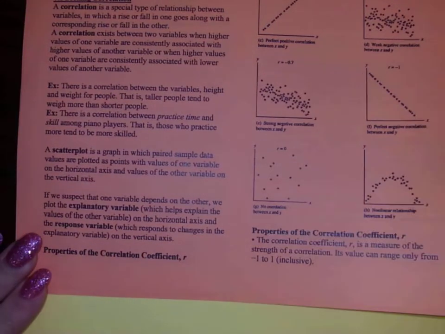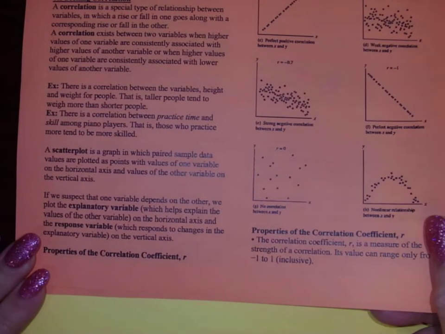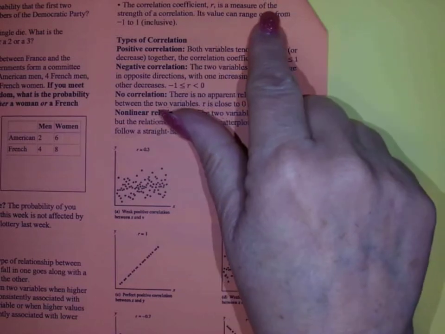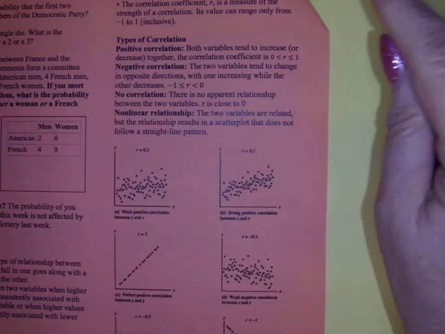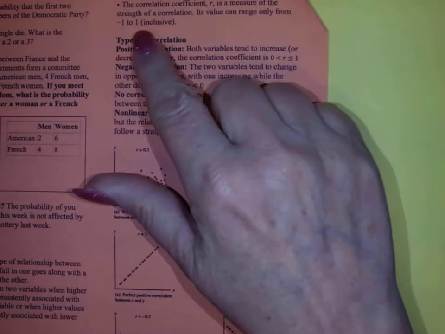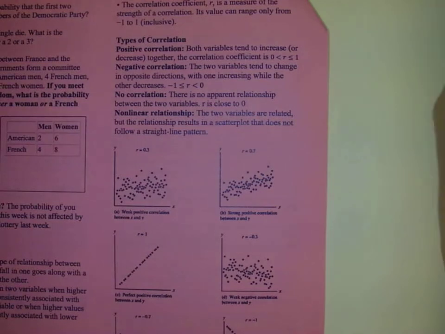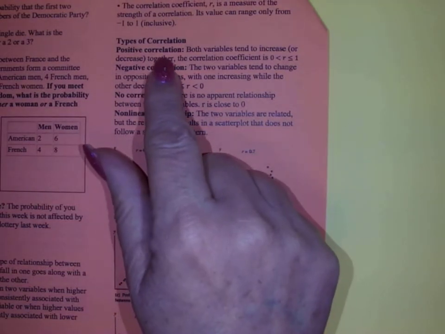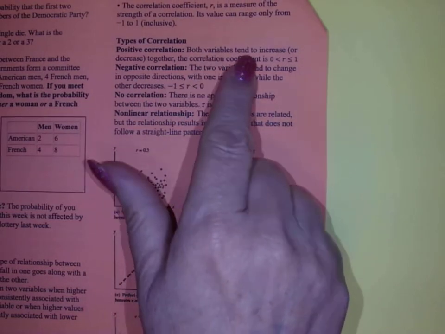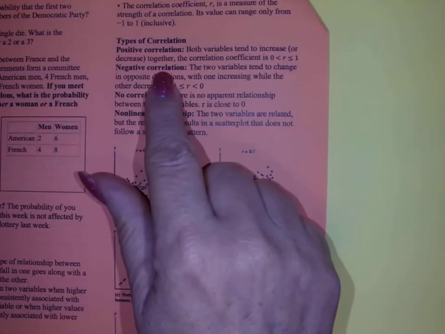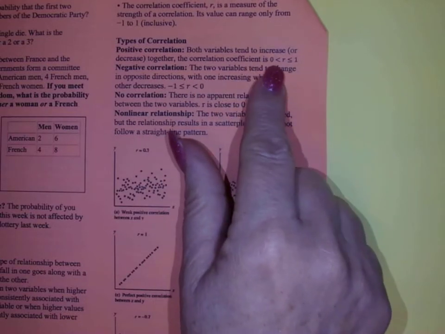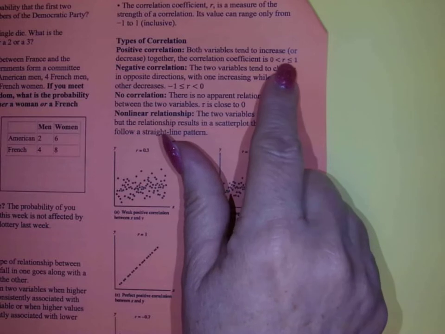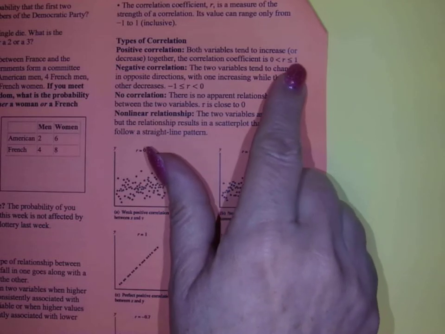There are properties of the correlation coefficient R, and the correlation coefficient R is a measure of the strength of a correlation. Its values can range only from -1 to 1 inclusive. So, the types of correlation we can have are positive. That means both variables tend to increase or decrease. The correlation coefficient is going to be from 0 or greater than 0 up to and including 1.